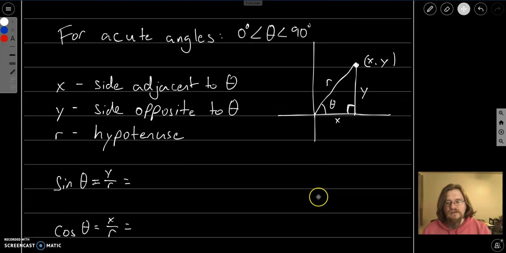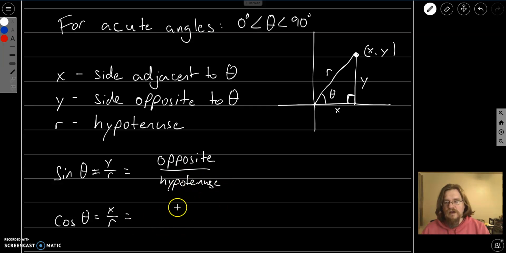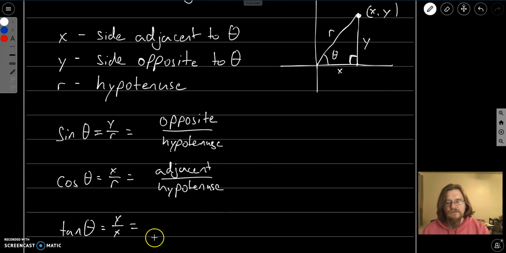And what we can then write are the following. Sine, which we would normally write as y divided by r, we can think of y as the opposite side. So we can think of this as the side opposite to our angle divided by r, which is going to be the length of the hypotenuse. Cosine, which is going to be x divided by r, so this is the adjacent side, divided by the hypotenuse. And then furthermore, the tangent is going to be y divided by x, and y is going to be the opposite side, divided by the adjacent side.